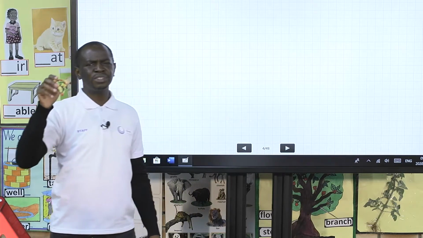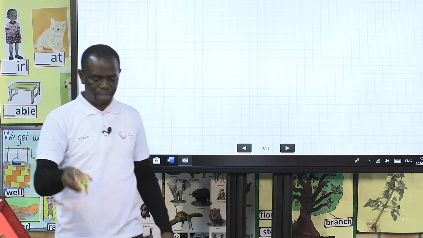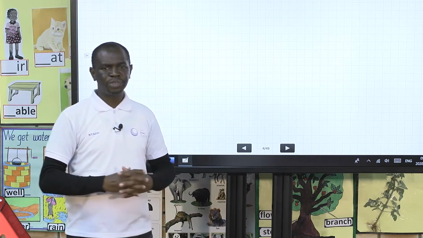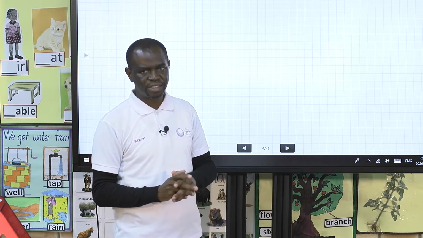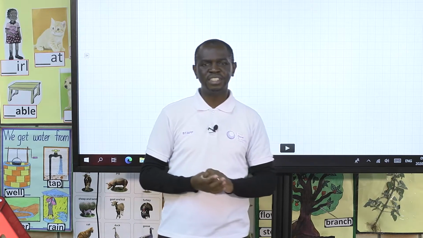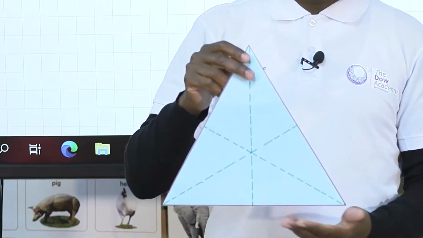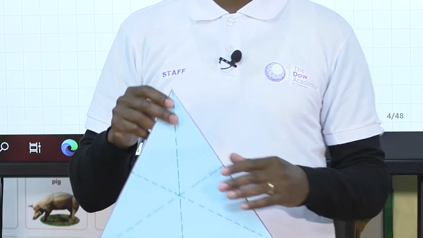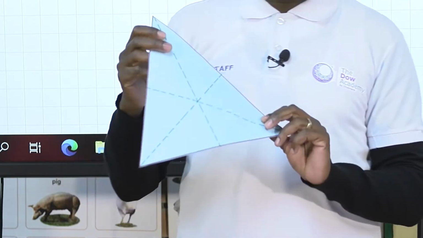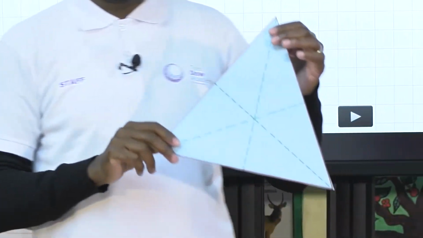So let's move on now to the mathematical concept of a triangle. Now, I'm going to introduce three types of triangles that we're going to discuss, and I want you to pay attention and listen very carefully. So we're going to look at three types of triangles. And the first triangle that I want to show you is the equilateral triangle.